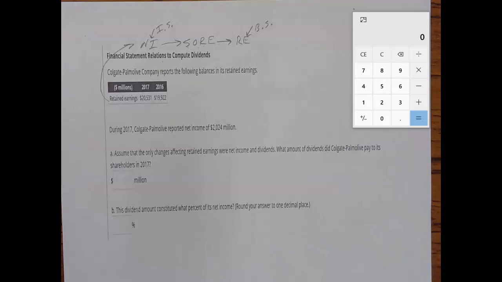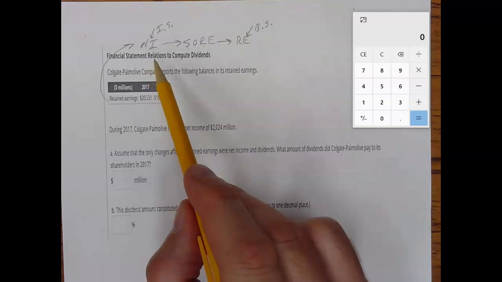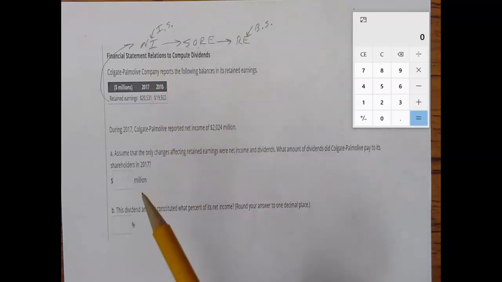All right, let's take a look at another exercise. We've got one titled Financial Statement Relations to Compute Dividends. The math that we're going to be doing on this question is actually pretty simple, but we have to know what to do, and that's where it gets a little bit tricky. And again, I've said this before, Chapter 1 of a lot of these textbooks, they throw a lot of stuff at us.